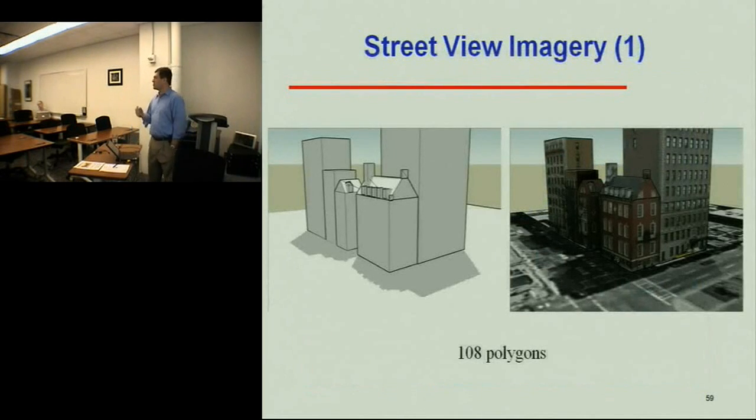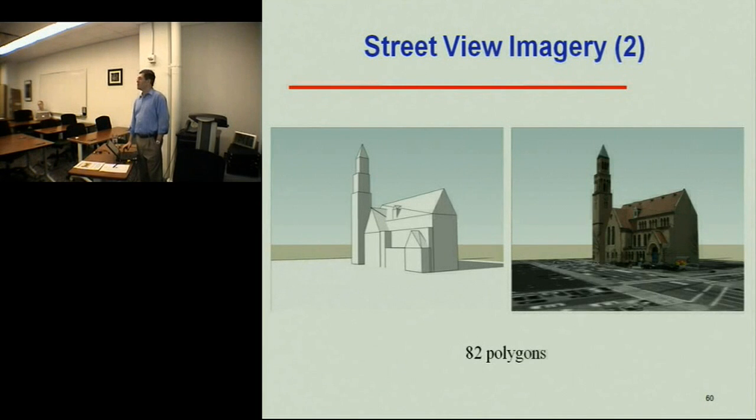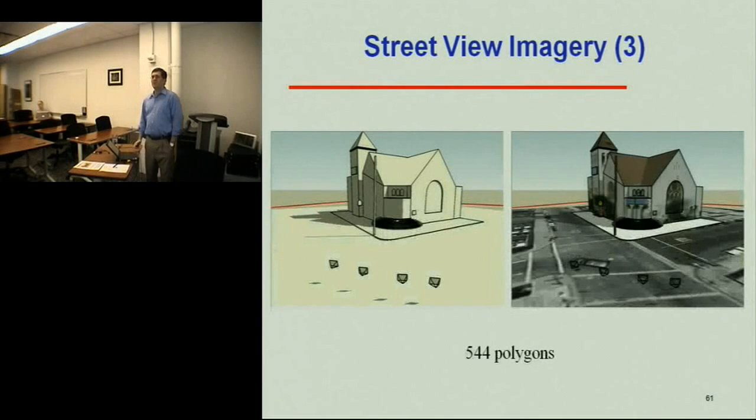Here are some examples that show the lightweight feature that we have from these models. And with 108 polygons, we have these renderings. These models are created with 82 polygons for that building. This other building had over 500 polygons, only because we wanted to have some more details there.